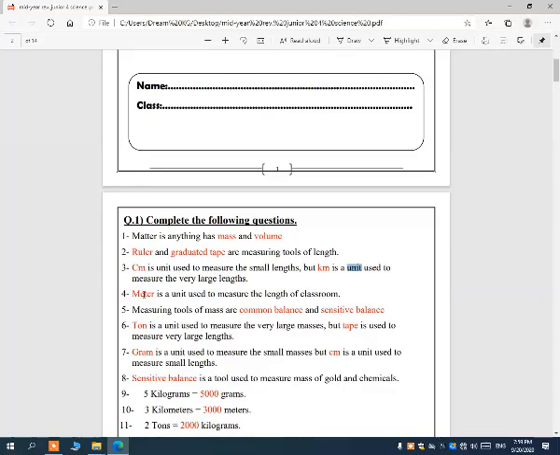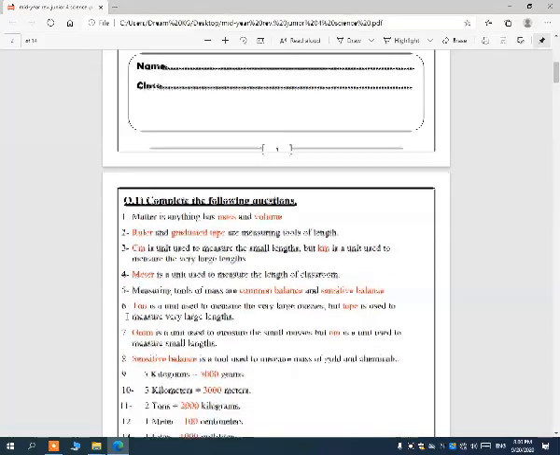Number 4. Dots is the unit used to measure the length of the classroom. So I have here a unit and the length of the classroom. I have a unit, the length of the classroom, by meter. Yes, excellent. So meter is a unit used to measure the length of the classroom. Let's go to number 5.